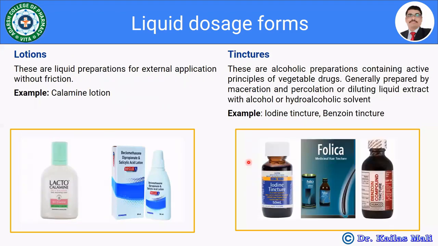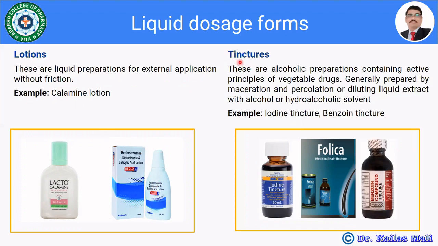Let us see the lotions. Lotions are liquid preparations for external application without friction. Liniments are applied with friction and lotions without friction. For example, calamine lotion IP. Here are the marketed preparations, that is Lactocalamine and beclomethasone and salicylic acid lotion.